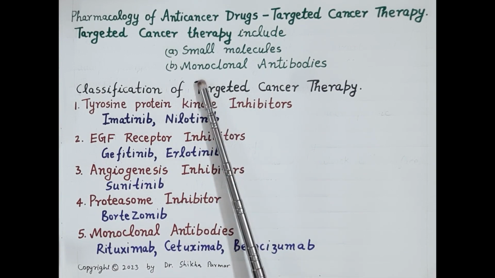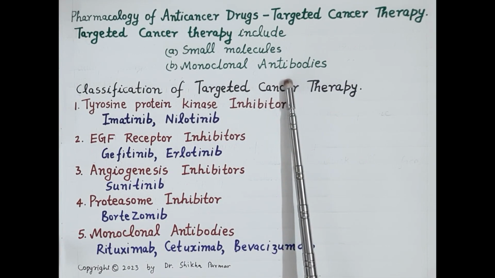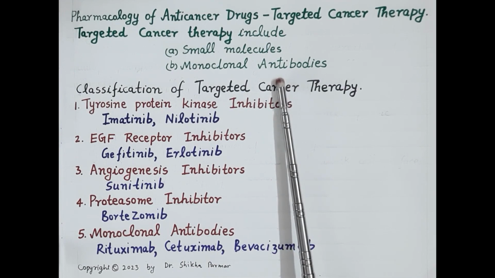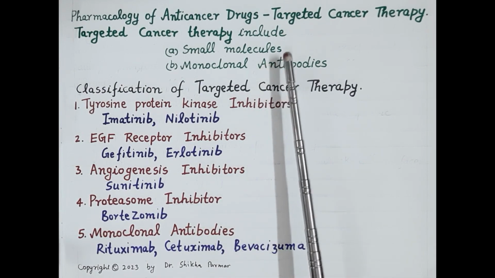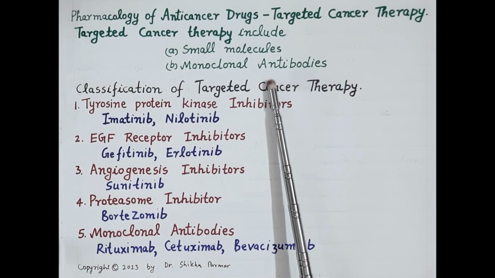Now, on the other hand, monoclonal antibodies act on the surface of cancer cells. They bind to specific antigens on the surface of the cancer cells so that these cancer cells are highlighted and then they are destroyed by the immune cells of the body. Now, monoclonal antibodies end with mab, like rituximab, cetuximab. So, this is about small molecules and monoclonal antibodies.